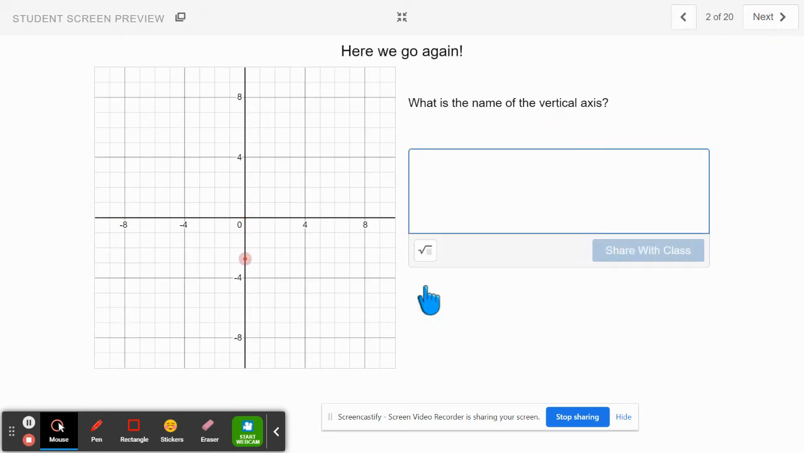All right, what is the name of the vertical axis? The one that goes up and down. Vertical leap, vert ramp for skaters. This is called the y-axis, okay?